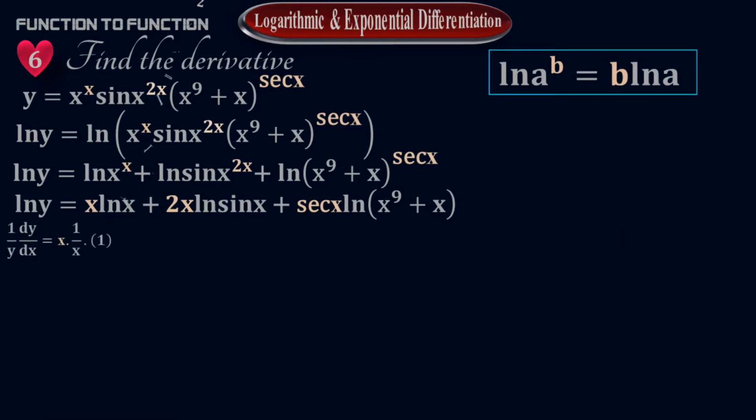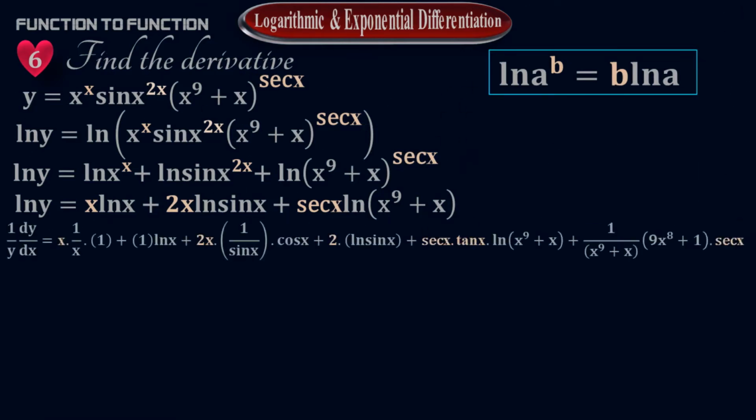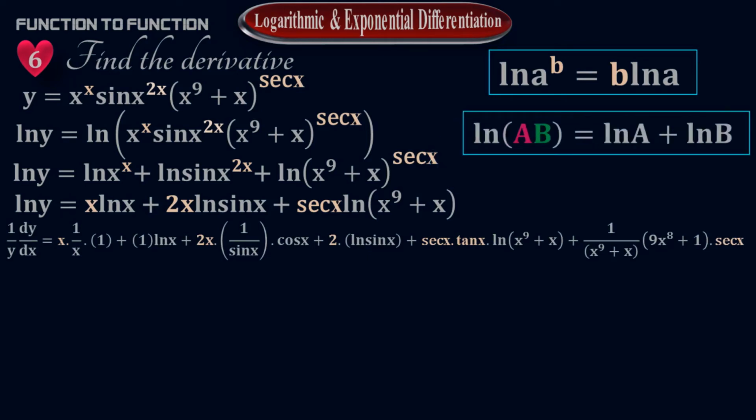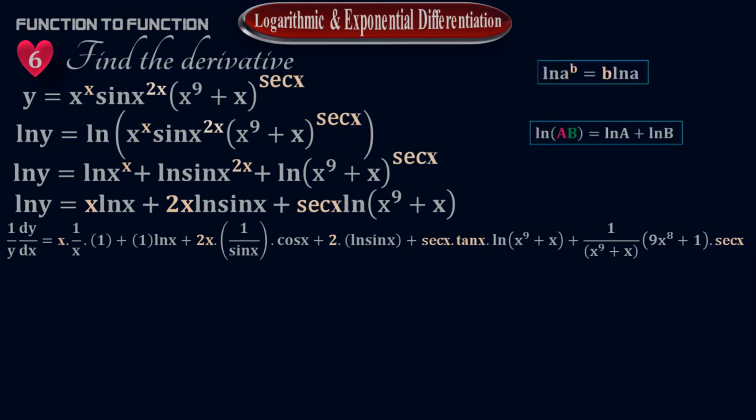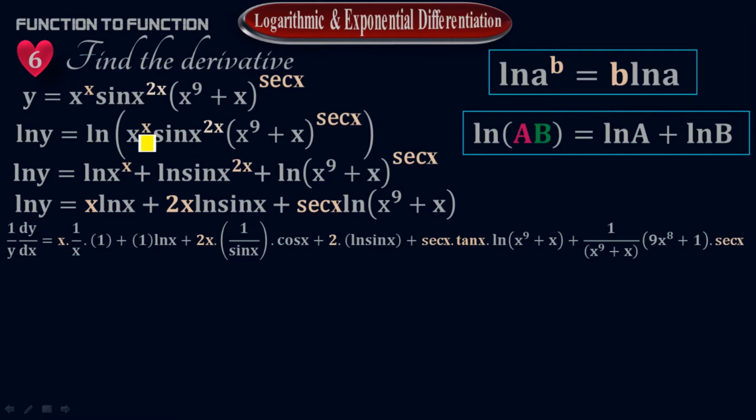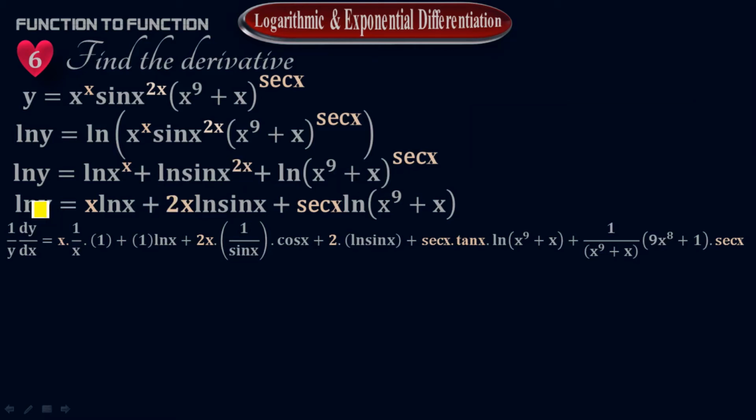Now take the derivative on both sides. As I said, before taking the derivative, I applied the product rule here, which was natural log of a times b equals natural log of a plus natural log of b. I applied that product rule here because there is a product of this term and this term with the third one. So it is like natural log of a plus natural log of b plus natural log of c. Now when it comes to the derivative for the left side, I apply implicit differentiation. Natural log of y gives 1 over y times dy over dx.